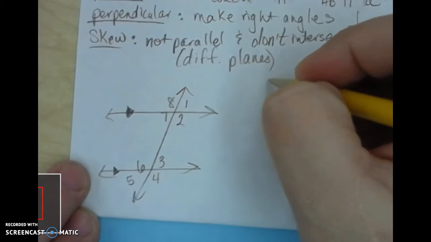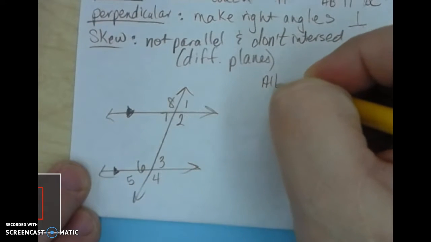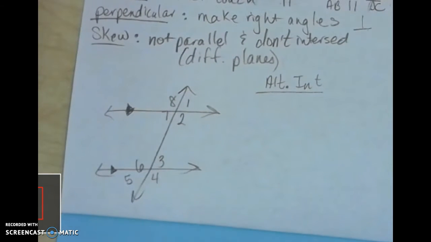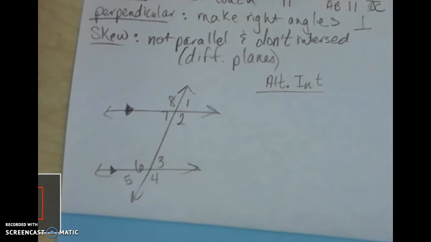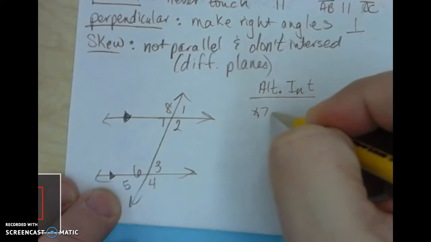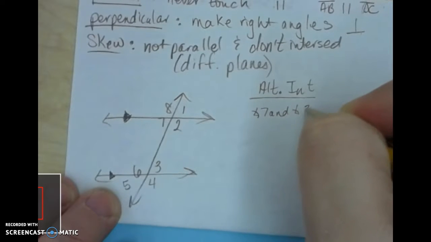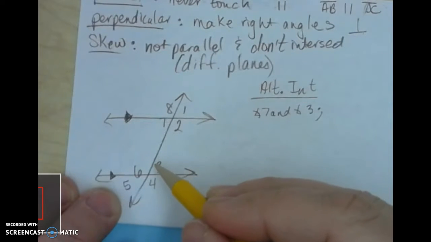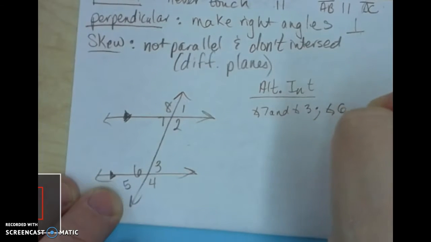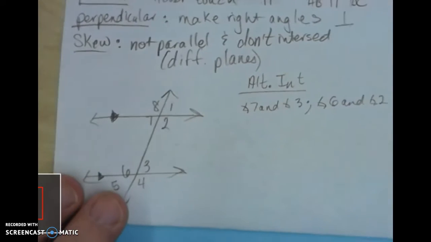And so the first type we have is alternate interior. And our alternate interior angles are angles that are in between the lines but on opposite sides. So that's like 7 and 3. Angle 7, angle 3. And then the other combination for that is angle 6 and angle 2. Okay, so that's alternate interior.